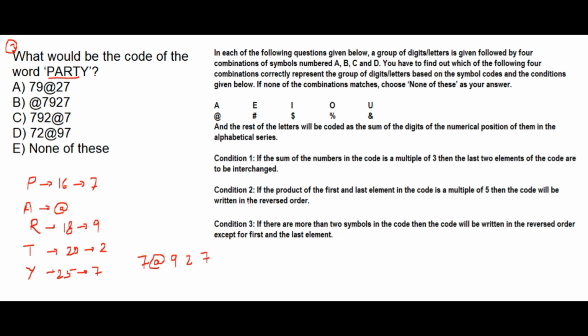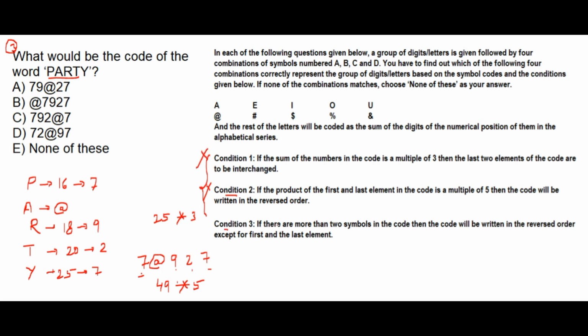So now check all three conditions. Add all the digits of the code. When we add all the digits of the code, 7 plus 9 is 16, 16 plus 2 is 18, 18 plus 7 is 25. So it is not a multiple of 3. Now condition 2 is saying the product of the first and last element. So what is the product of the first and last element? That is 49. Again, it is not a multiple of 5. Then condition 2 is not going to apply to this code.